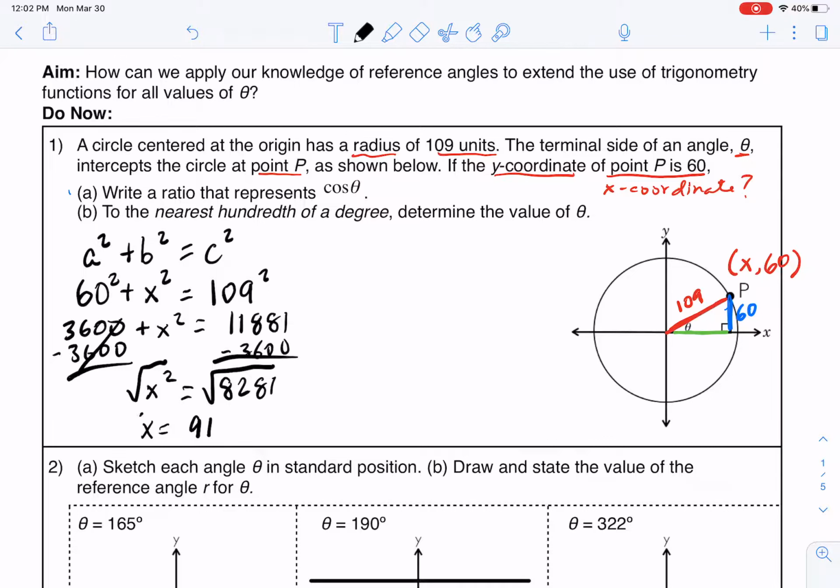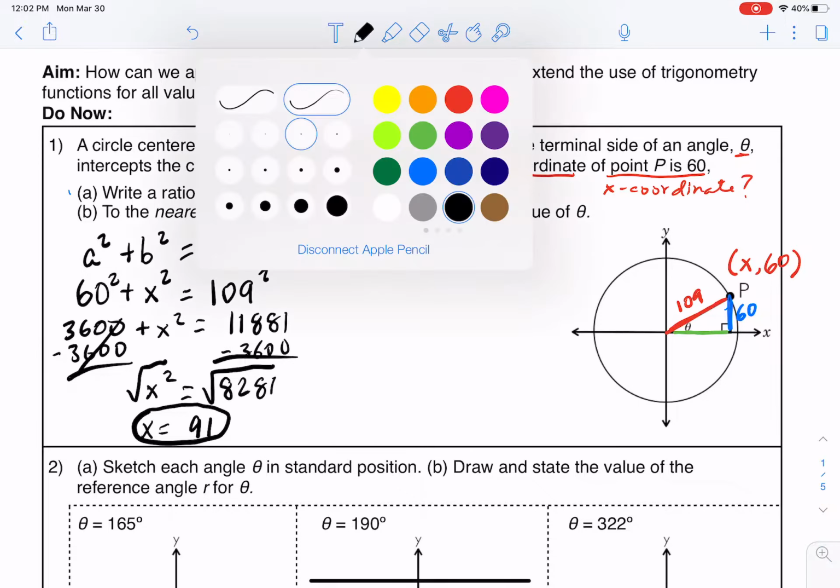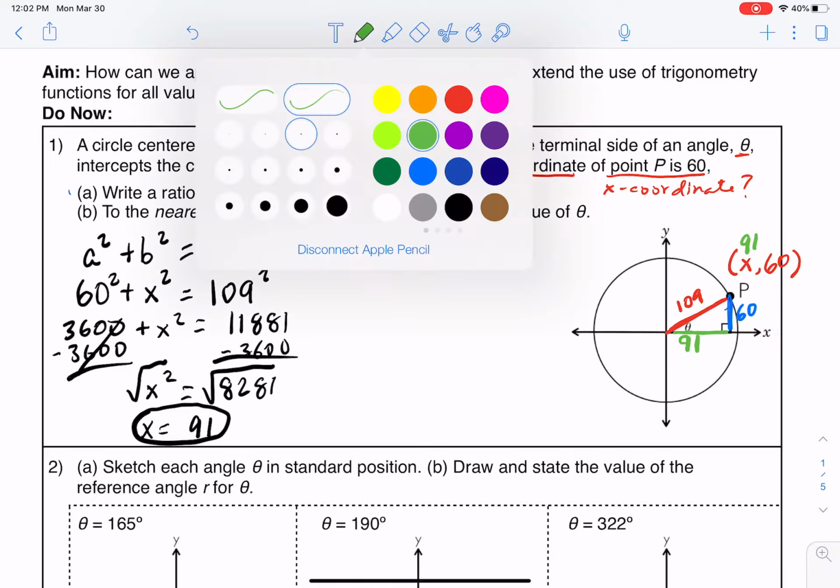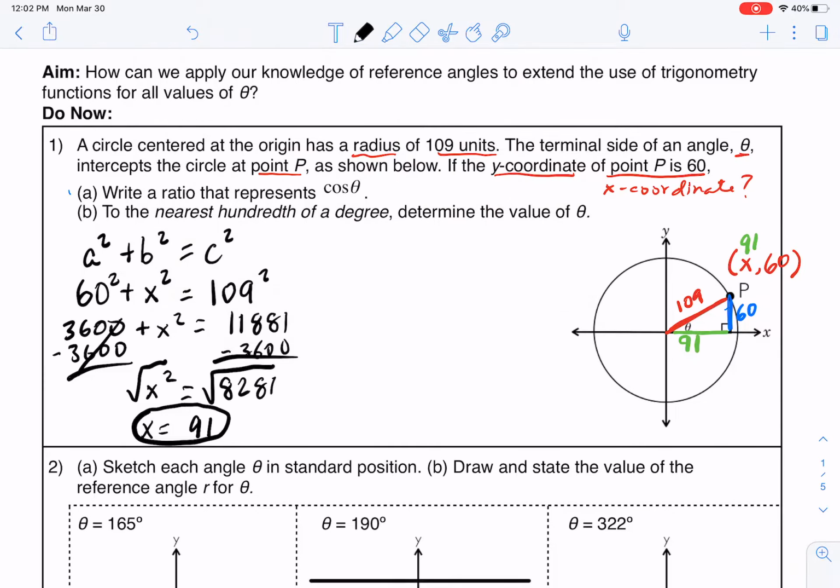All right, so x is the value of our x point but that's also the side length that runs along the x-axis. So 91 is that side length. It's also the value of x here. Okay, so now we're ready. We have enough information to attack the next two parts of the problem.